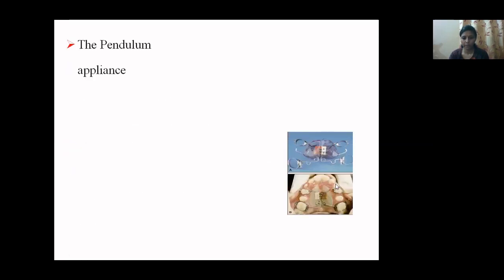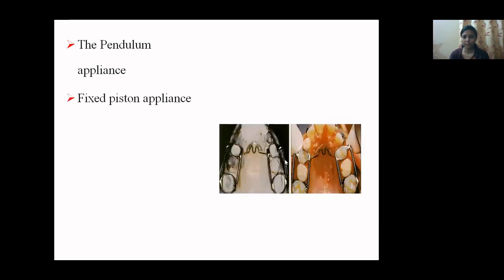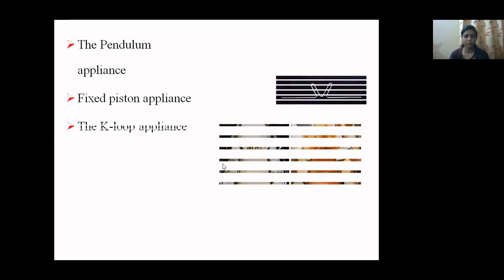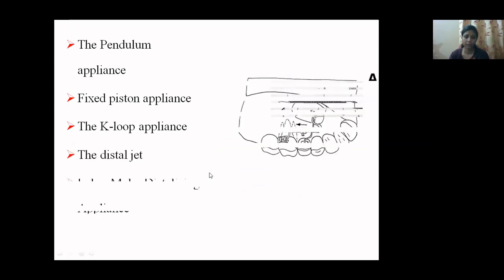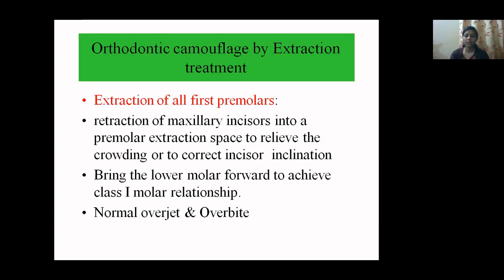The pendulum appliance, which is an intraoral fixed appliance, can efficiently distalize the molar. Fixed piston appliance, we can see here the K-loop appliance. This is a K-loop given by Varun Kalra, and it can be used to distalize the molar. Distal jet, lower molar distalizing appliance, and pendulum appliance. These were the few names with which we can go for the molar distalization procedure to create a space, gain the space for the correction of class 2 molar.